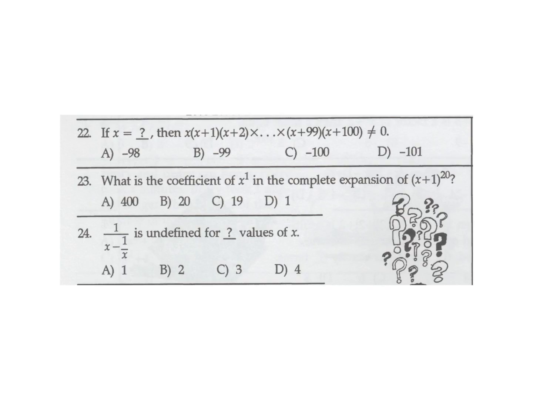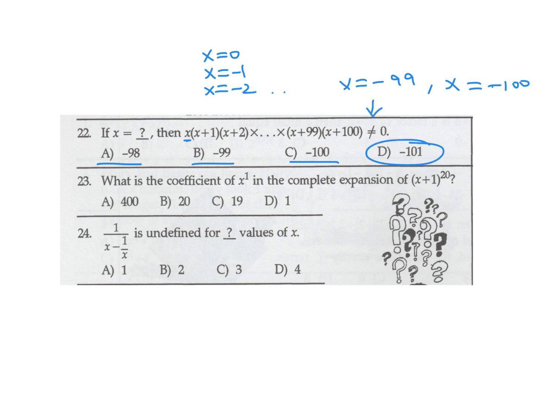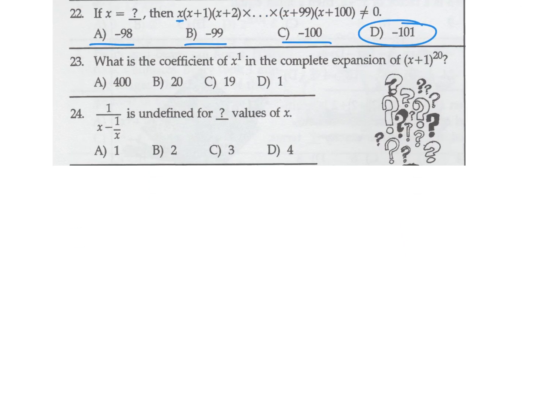If x is equal to question mark, then all this cannot equal 0. Okay, so if you look at these, if x equals 0, this would be 0, and therefore it would equal 0. If x equals negative 1, it would equal 0. If x equals negative 2, and so on, all the way up to x equals negative 99, and x equals negative 100. So for all of those answer choices, it would. So the only one for which it would not equal 0 is this one right here. So just a little bit of thinking there. So D is the answer.